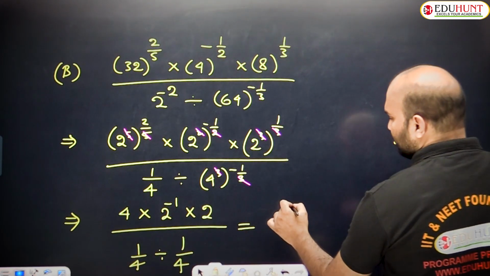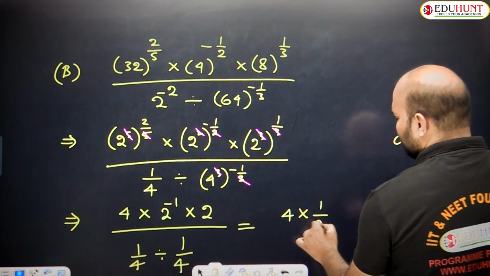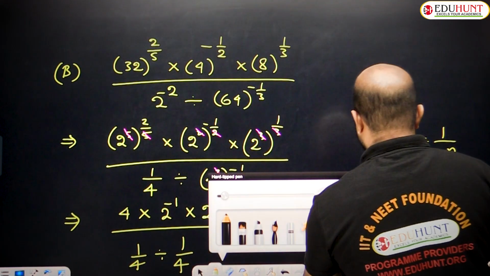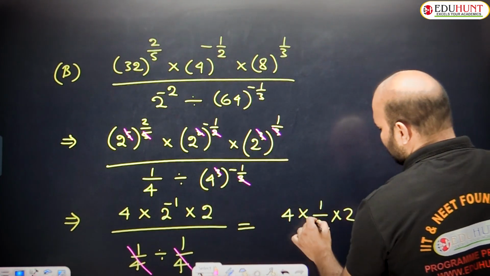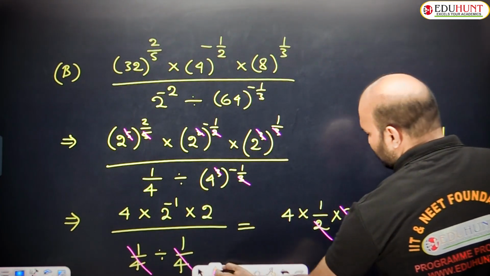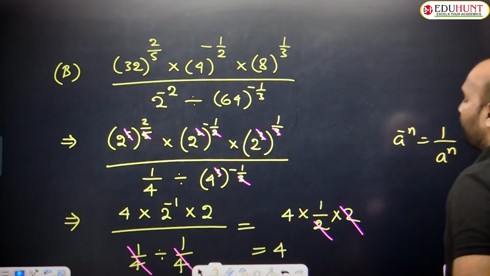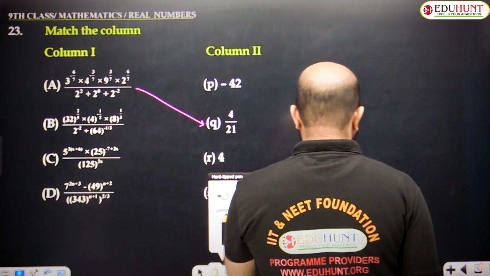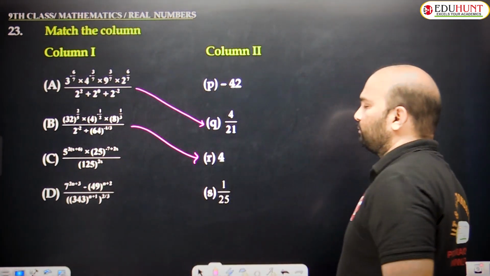So what are you getting? 4 into 2 inverse, nothing but 1 by 2, into 2 only left. 1 by 4 cancels, because 1 by 4 divided by 1 by 4 will give 1, and in the denominator don't write 1. So 2 also cancels. What is the answer? It is equal to 4. So B is equal to 4. So B is matching with R, 4.